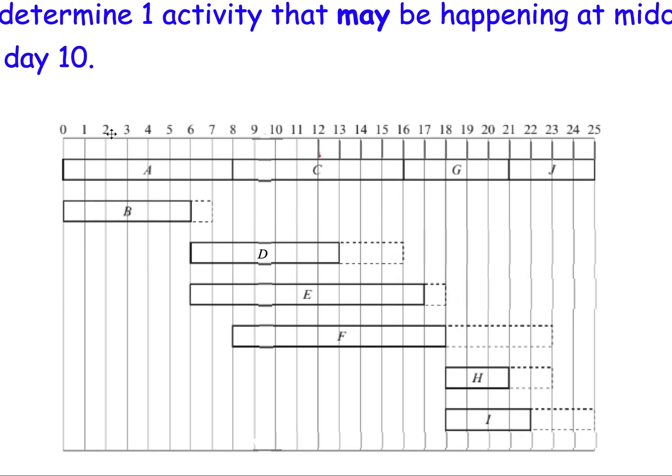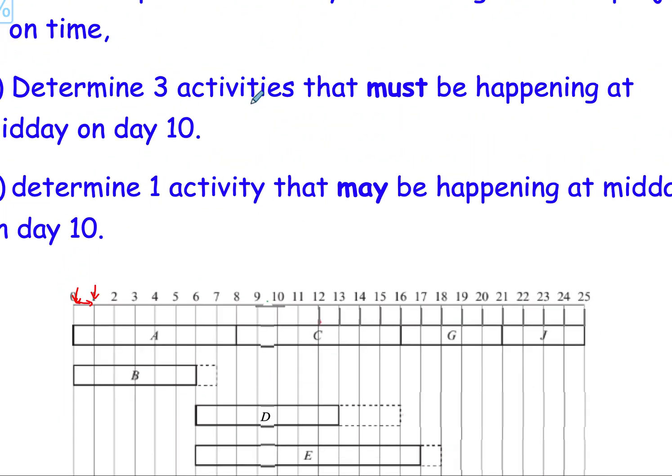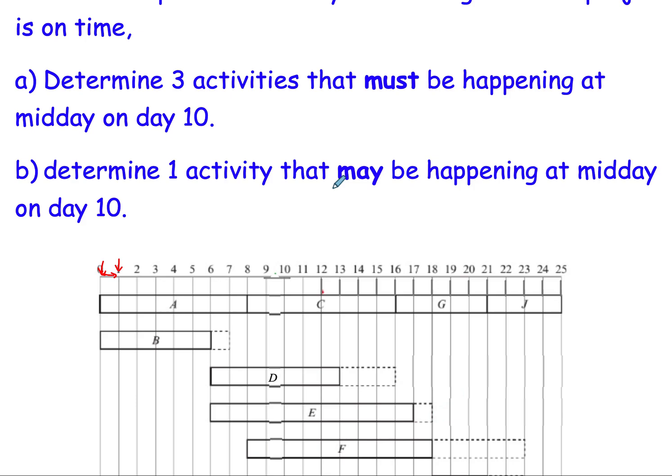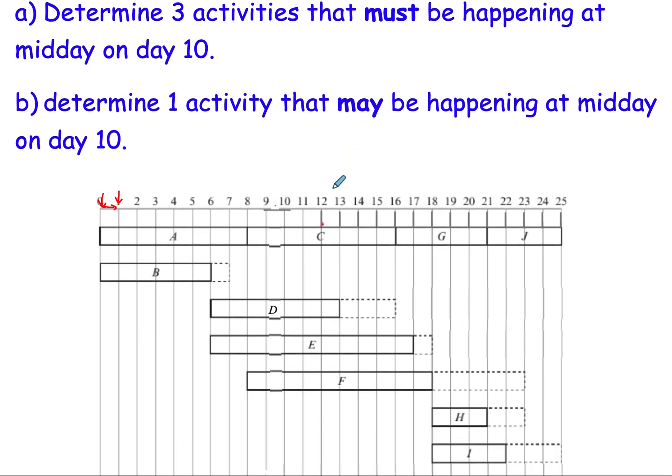Now, what's really important to realise is that as soon as we start at time 0, and these are days, so day 1 is here. So this is midnight on day 1, even though it starts with a 0. This is midnight on day 2, midnight on day 3, and so on. So the question that's being asked this time is for us to determine 3 activities that must be happening at midnight on day 10. Okay, so we've got to work out where day 10 is.